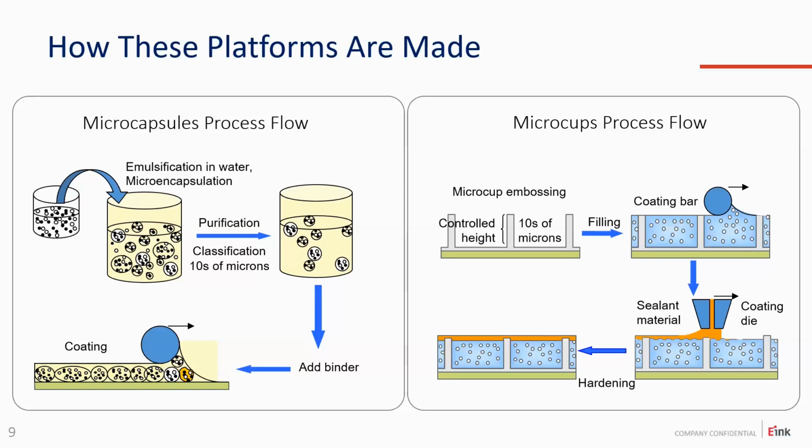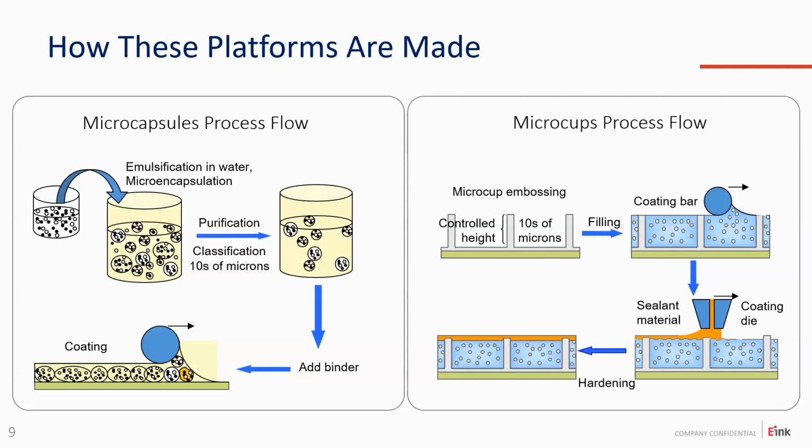On the right-hand side, the microcup flow, where we actually start by putting a layer of organic material, a resist, on the PET ITO, and you emboss that. The embossing creates containers, typically hexagonal container shapes of a certain height. That can be all from 30 to 10 micron in height, depending on the product we want to make. And after that, it's actually a relatively simple coating.